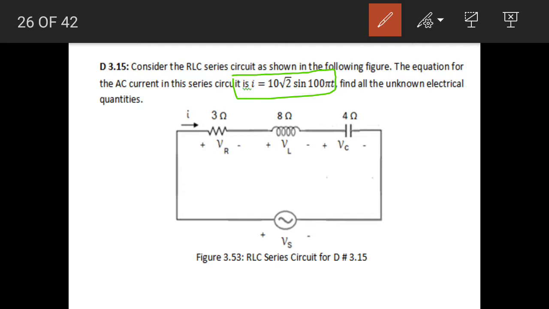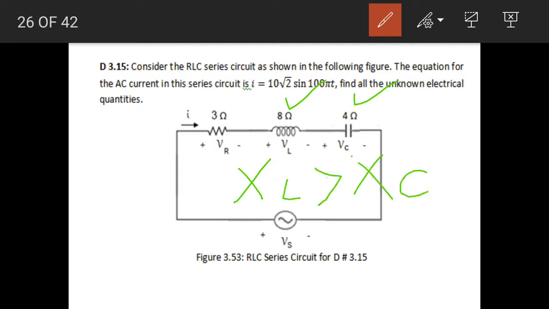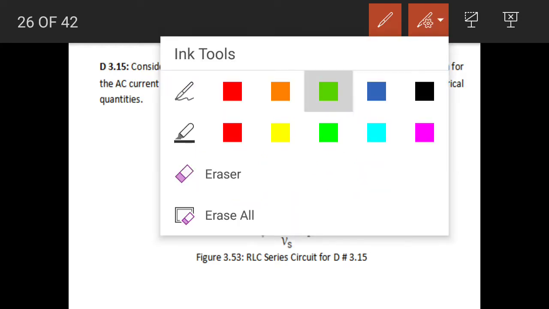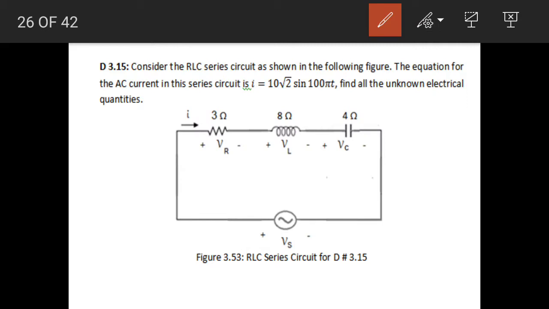So with the help of this particular current, we are going to find out the voltage across the resistor, the voltage across the inductor, the voltage across the source, and the voltage across the capacitor, and then we are going to calculate the power taken by the resistor, the power taken by the inductor, and the power taken by the capacitor. As the inductive reactance is greater than the capacitive reactance, XL is greater than XC, so the entire circuit will behave like inductive circuit.